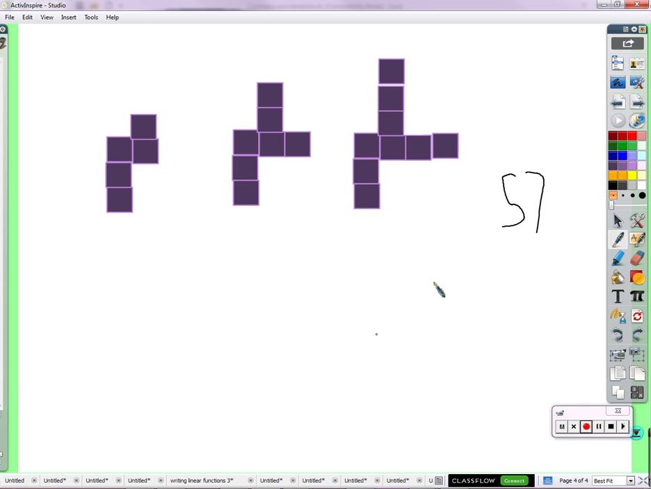Should we have in figure 57? 56. 117? 117. No. All right. Because how many do we add in every time? Two. How many twos will we add on? 56. 56, right? Plus 1, 2, 3. I'm thinking it would take 56 twos to add on. 56 times 2, plus 5. Why plus 5? Because you started with 5.